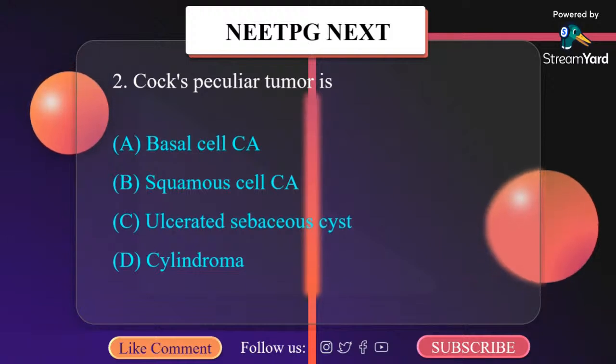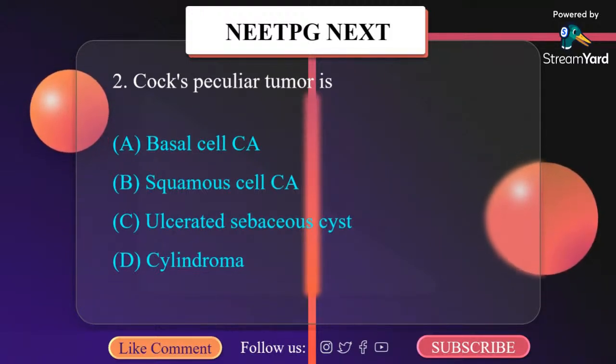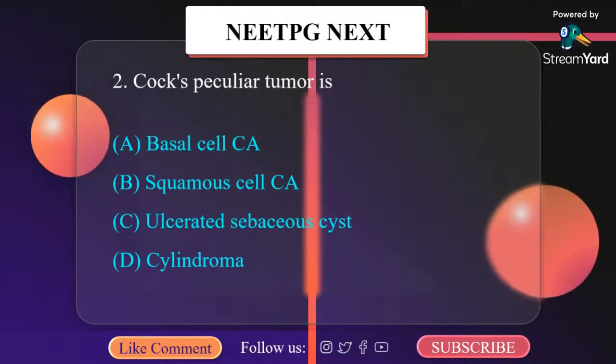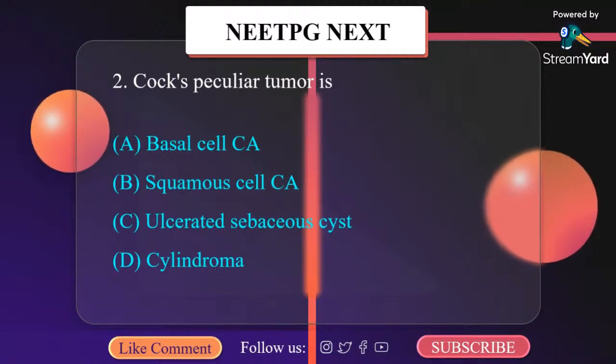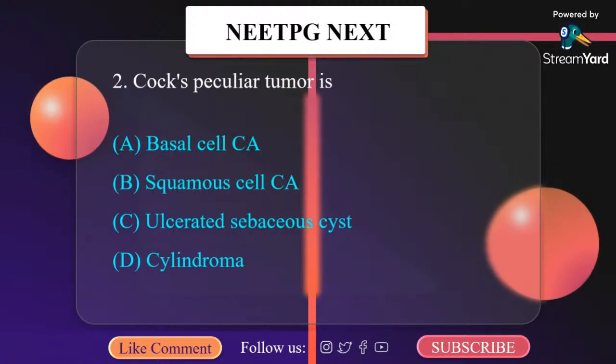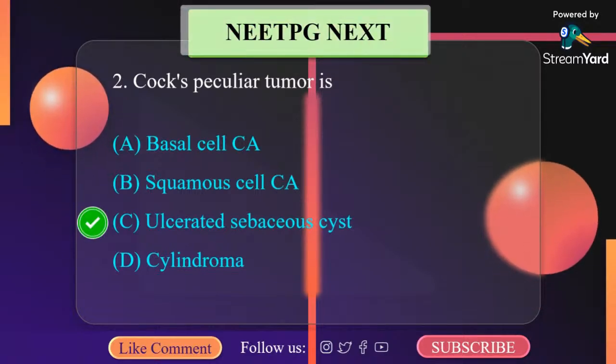Well, the correct answer here is ulcerated sebaceous cyst. Cox's peculiar tumor is a sebaceous cyst-linked growth that can resemble a squamous cell carcinoma. The proliferating cyst is usually solitary, but it often arises from a simple trichilemmal cyst in the hair follicle epithelium. So it is ulcerated sebaceous cyst.